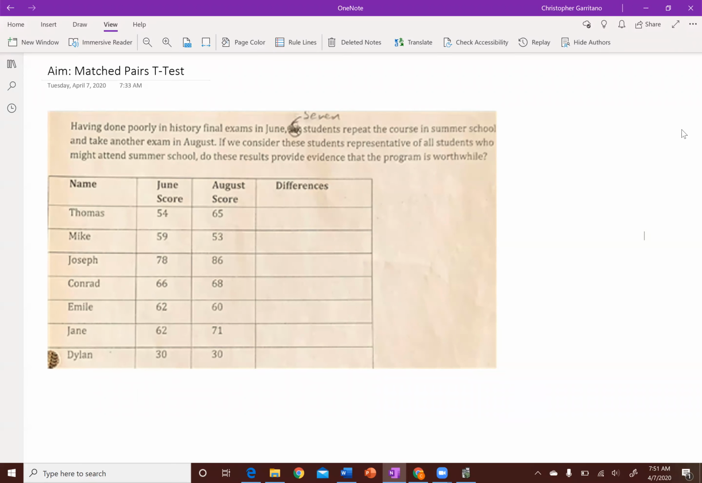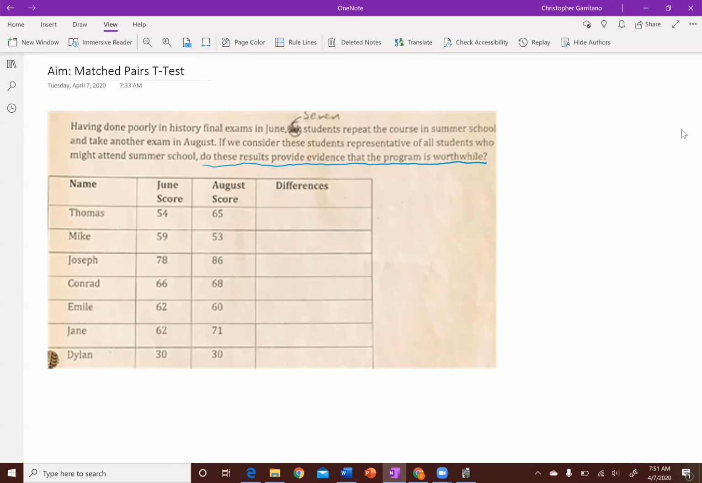Right. So the important thing is to understand what question we are trying to answer, and we want to know, do these results provide evidence that the program is worthwhile? So did summer school lead to improvement in these students' grades? All right, well, here's the data that we have here. And right off the bat, it kind of looks like we have 2 samples of data, right?